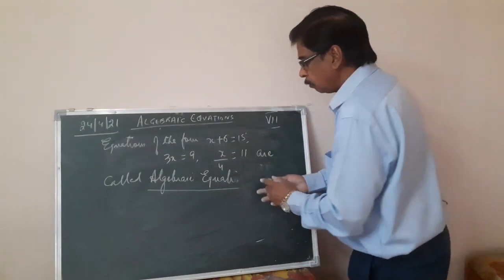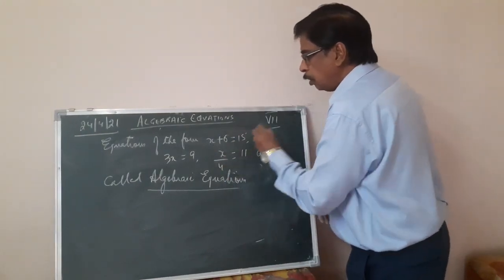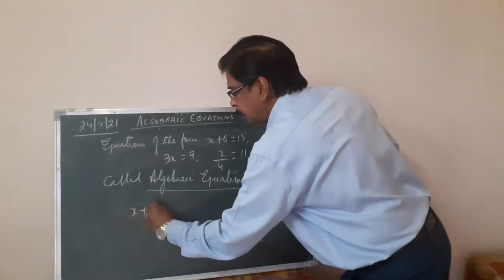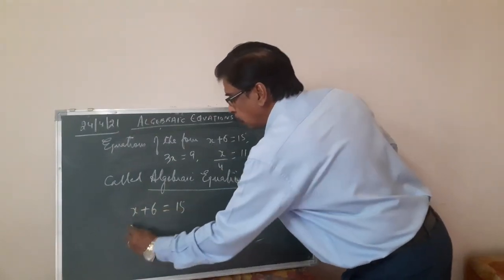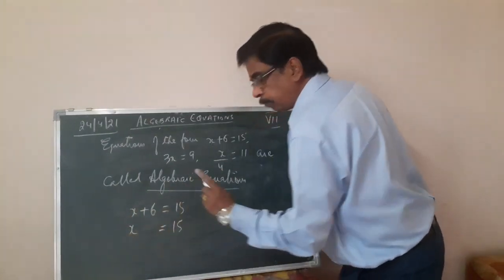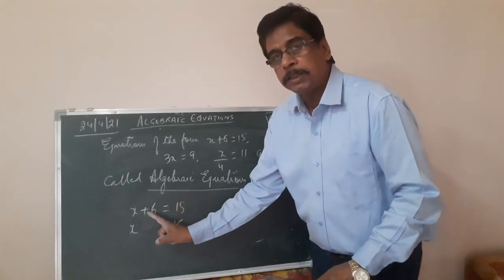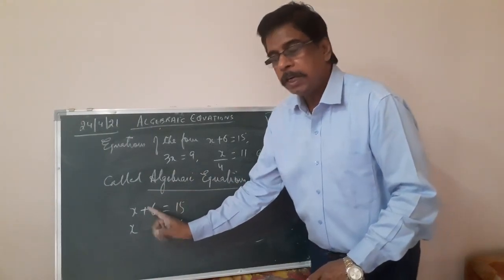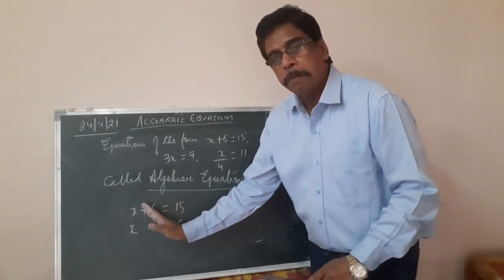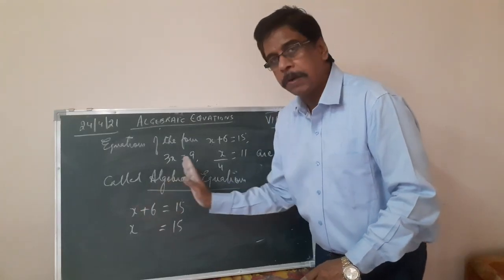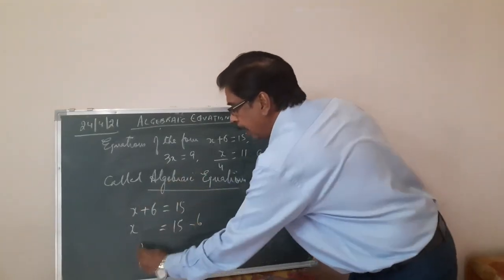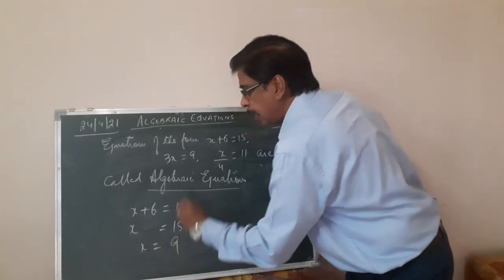X plus 6 is equal to 15. As I told you, it is plus 6 on the left hand side. Bring all the numbers, the constants, to one side. Plus 6 will become minus 6. So x is equal to 15 minus 6, which is 9.